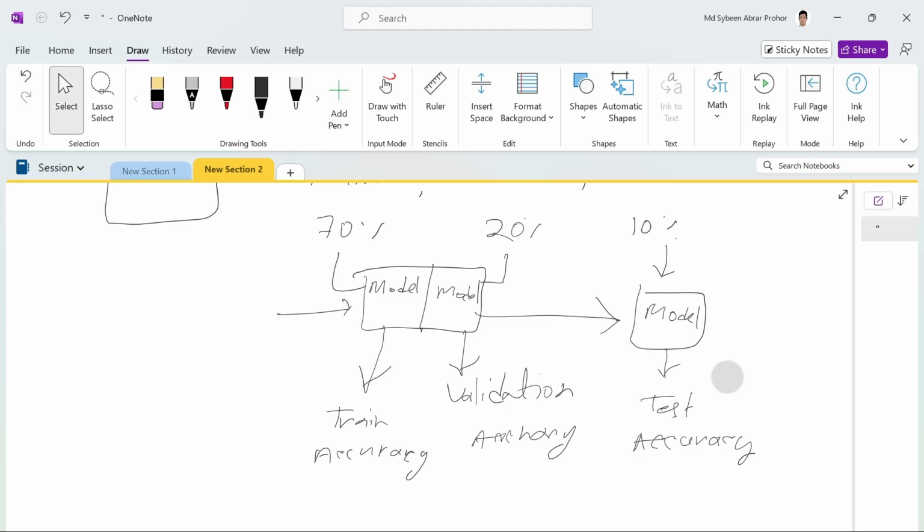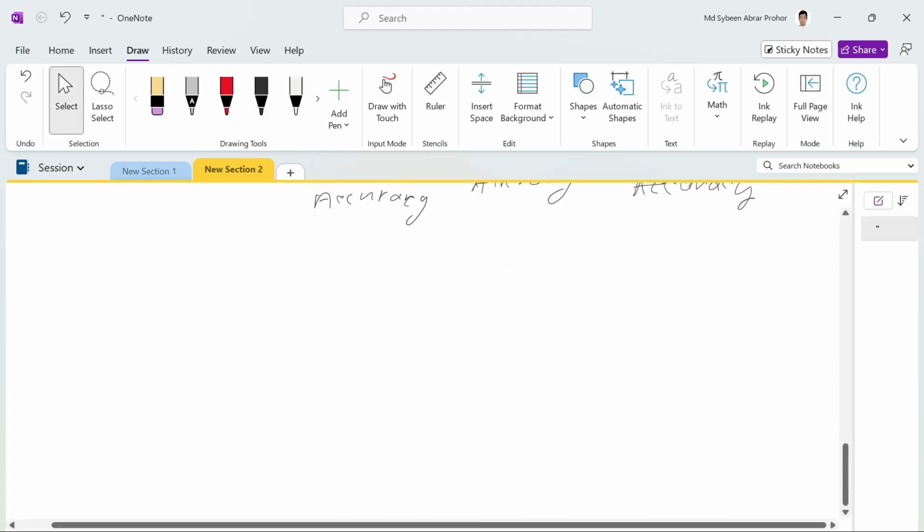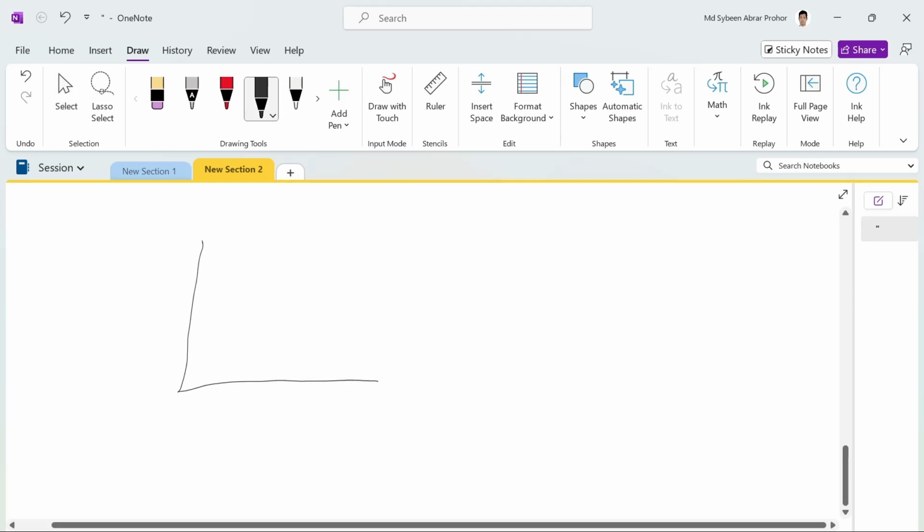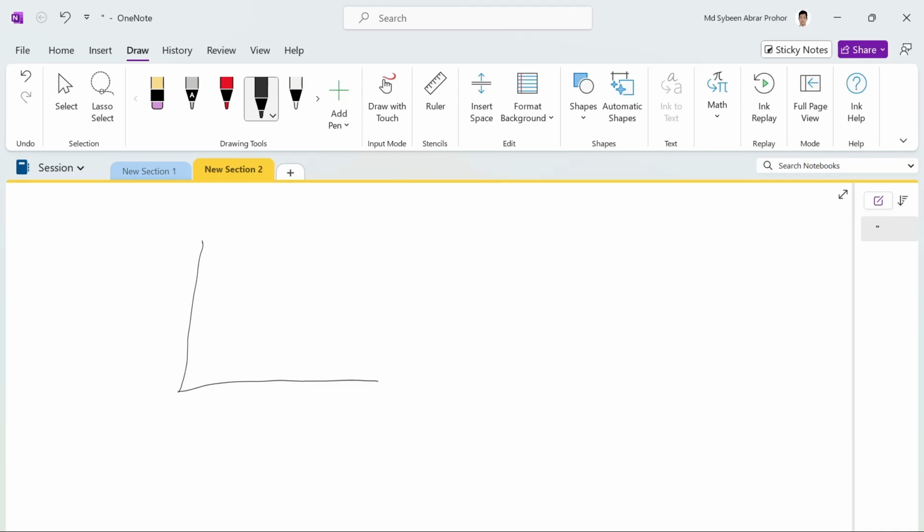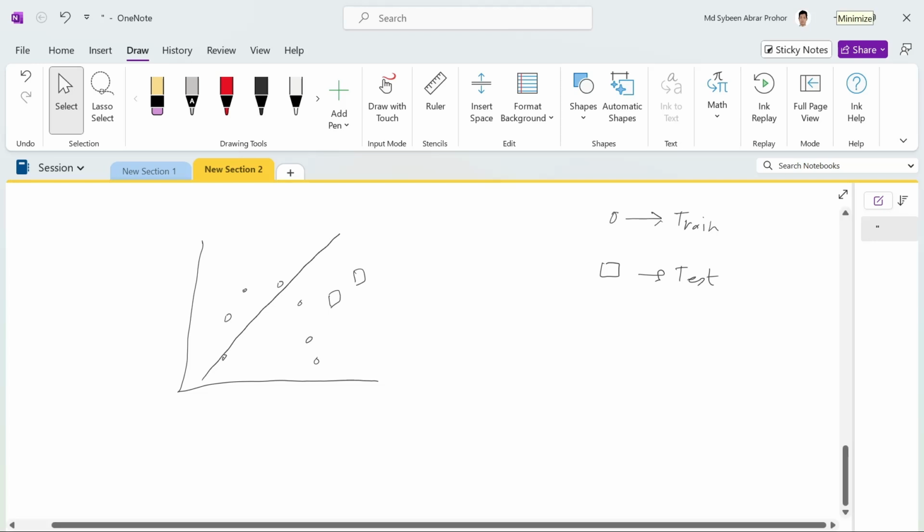So what is underfitting and overfitting in this case? So when our model gets the data, let's say the circles are train and the squares are test. So this is the graph, and this is our test dataset's result. So this is the final accuracy of the model, the accuracy of our model.